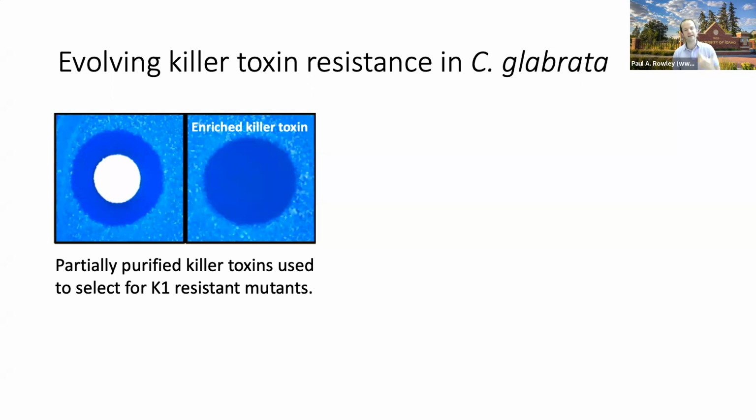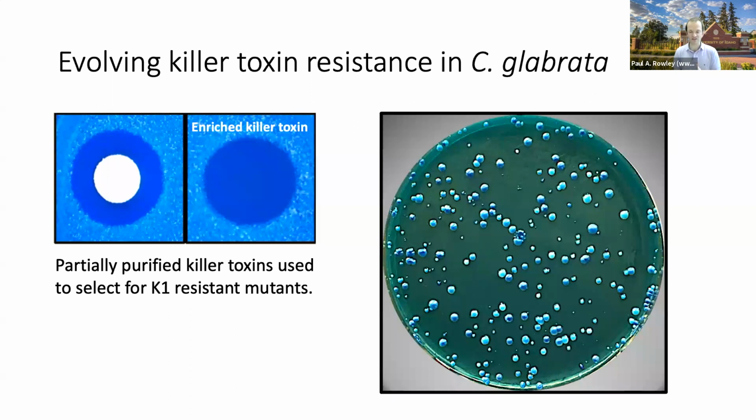So we were able to take Candida glabrata and expose it to these enriched preparations of killer toxins. We would typically plate about 1 million cells on a plate after growing them for a few days prior to plating to generate some diversity within the population. Then we would wipe out the vast majority on the plate with the K1, but we would see survivors come back up on the plate and grow, and we were able to pick those resistant mutants of Candida glabrata and look at them further.